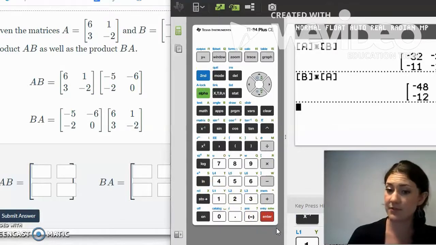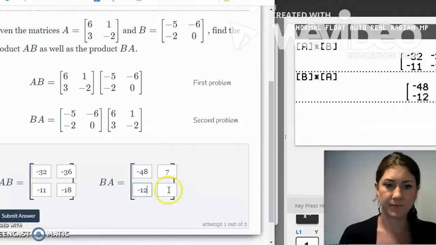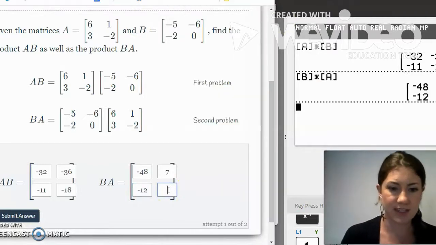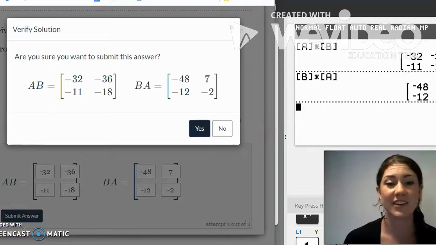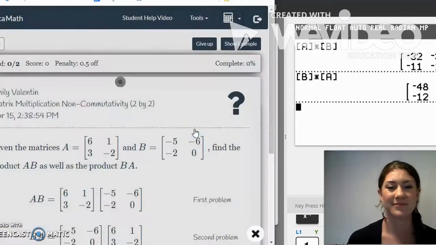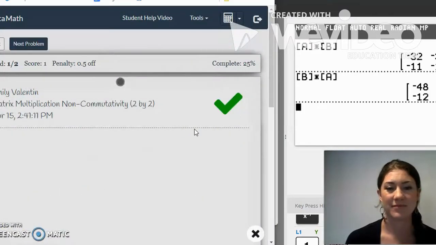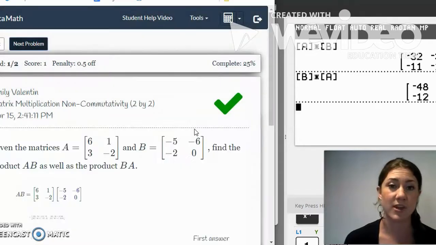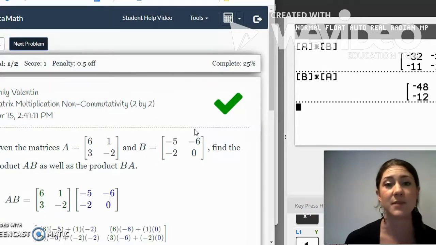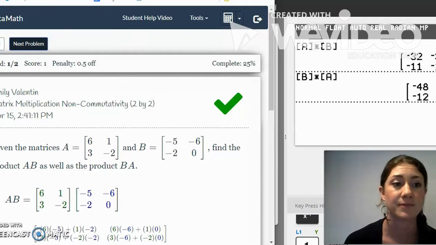And it does give us something different. So very important to make sure that we have the right order. I went ahead and entered these in. Just going to make sure that Delta Math agrees with our calculator. All right, perfect. So hopefully the calculations are working for you. The TI-84 does make this really nice and easy.